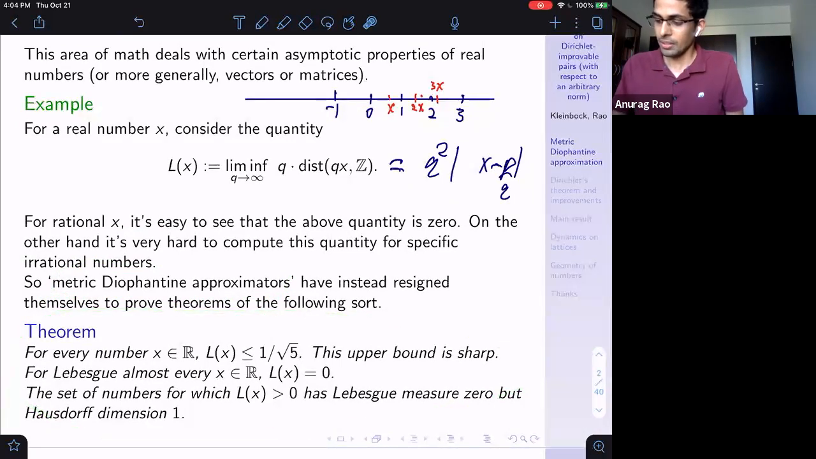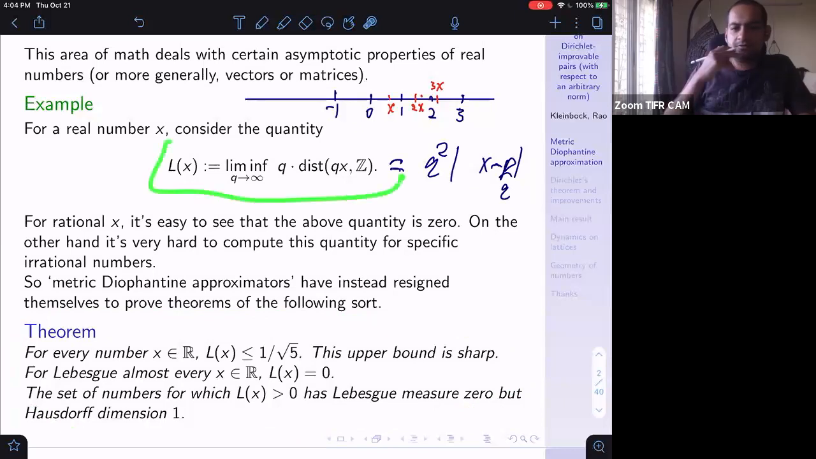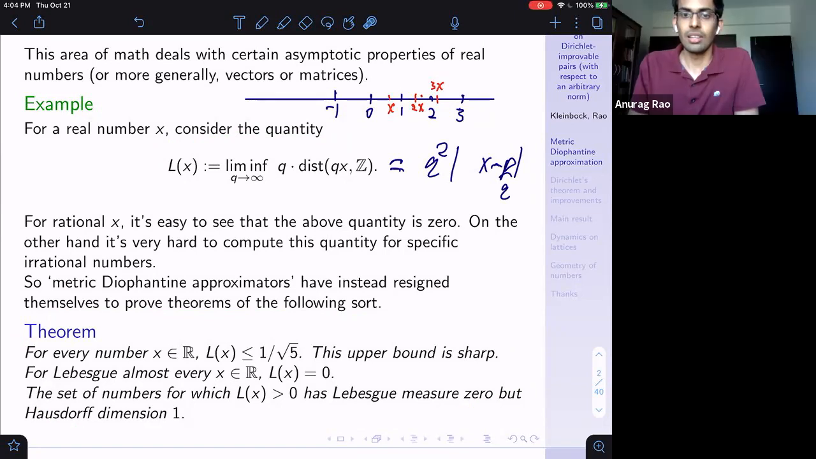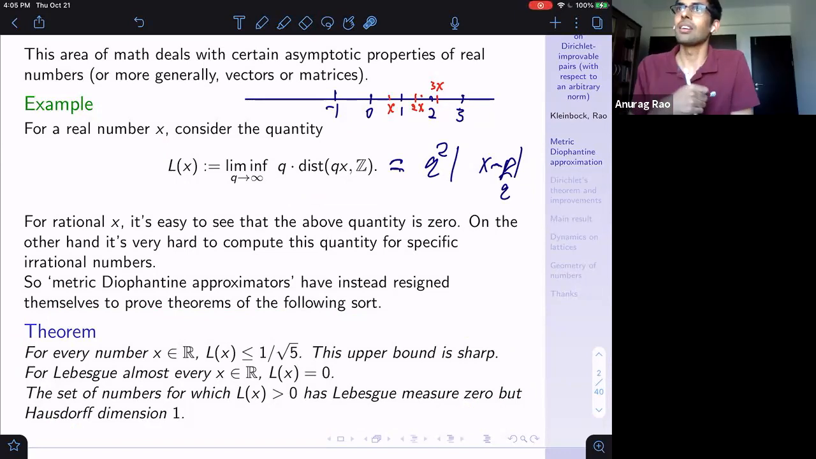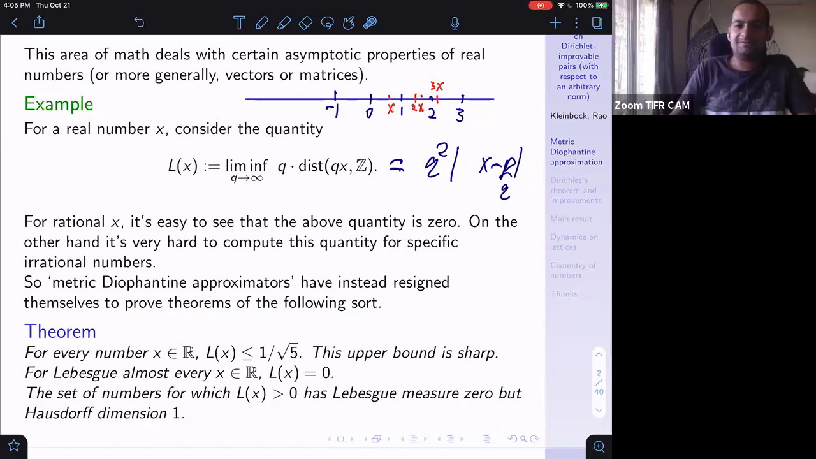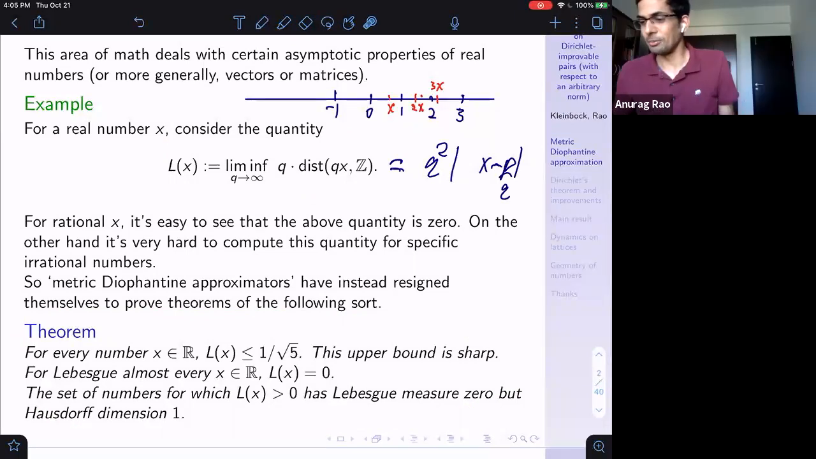So for every real number x, can I ask you a question, Anurag? L(x), yeah. Is it obvious that this L(x) is finite for irrationals? So no. It's obvious. Maybe 2 slides later it'll become obvious. All right. Okay, we can wait till then. Yeah. So yeah. Okay.